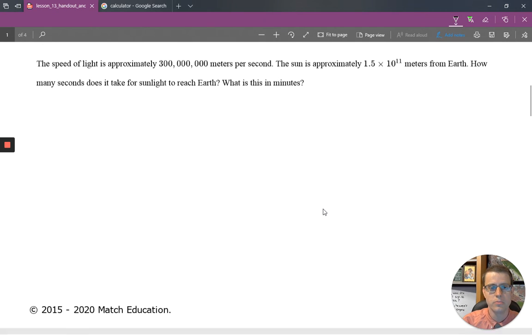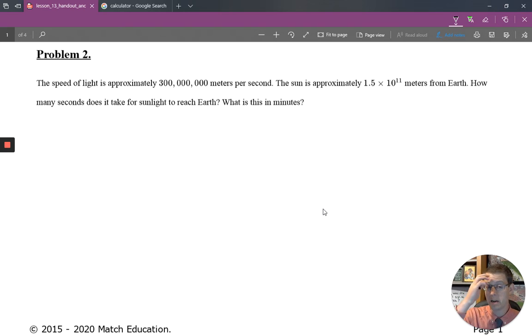Continuing on to question 2. The speed of light is approximately 300 million meters per second. The sun is approximately 1.5 times 10 to the 11th meters from Earth. How many seconds does it take for sunlight to reach Earth? What is this in minutes?